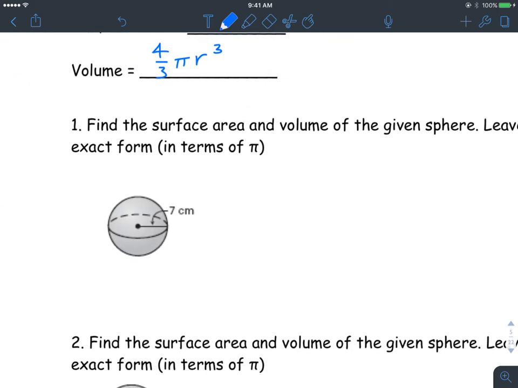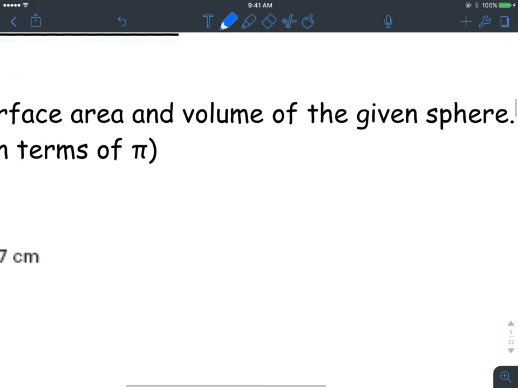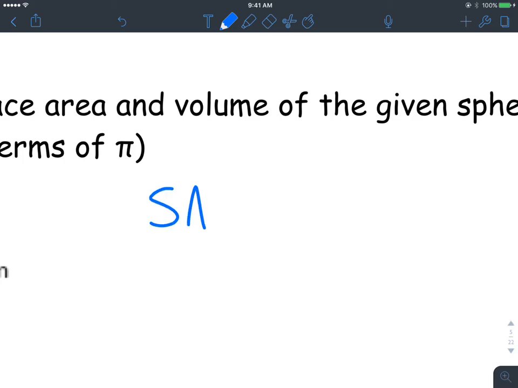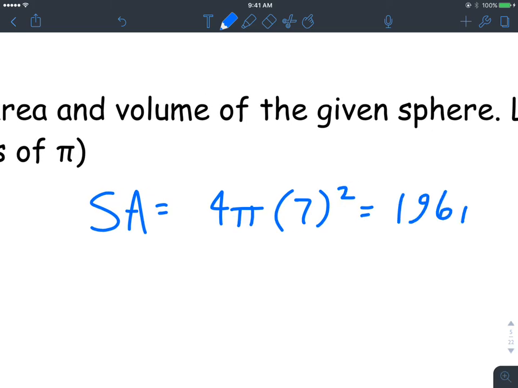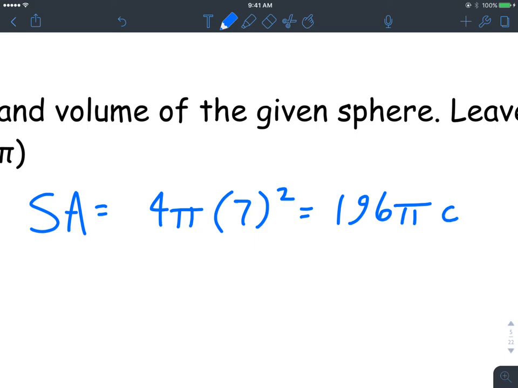So here we go. Find your surface area of this figure right here. So we're just going to use your two formulas, 4 pi and then r squared. So that'd be 7 squared in this case. And then whenever you punch that out, you get 196 pi. And then I think that was in centimeters, so centimeters squared.